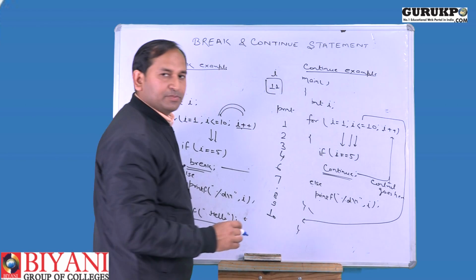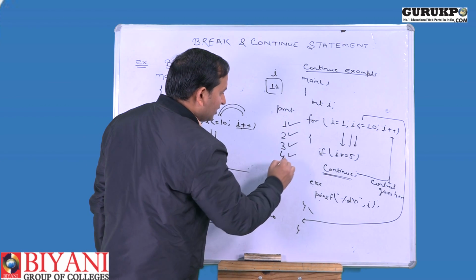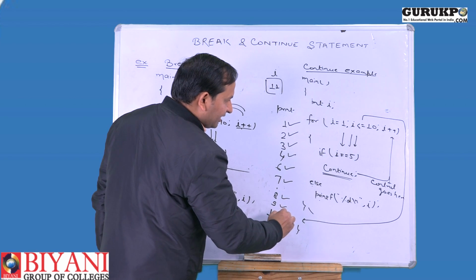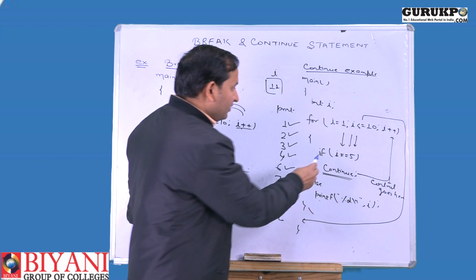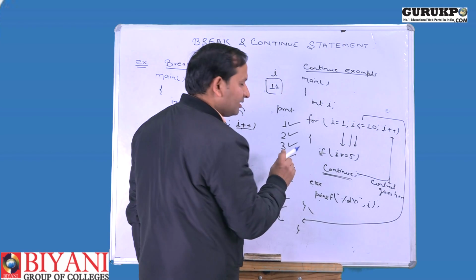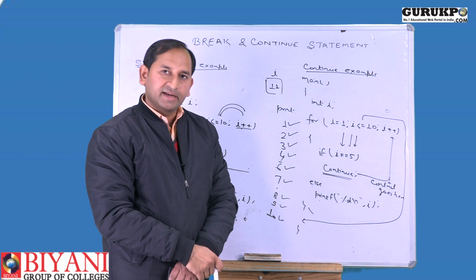So the output of this program will be 1, 2, 3, 4, there is no 5, then 6, 7, 8, 9, 10. Because when the value of I becomes 5, control goes here, to this place. So the missing number is 5. So these are the basic examples of break and continue statement.